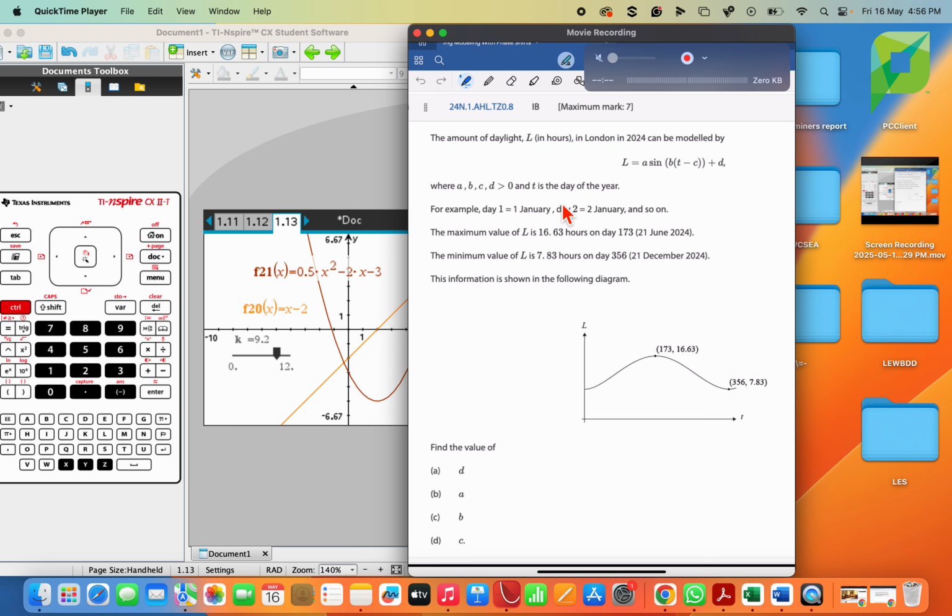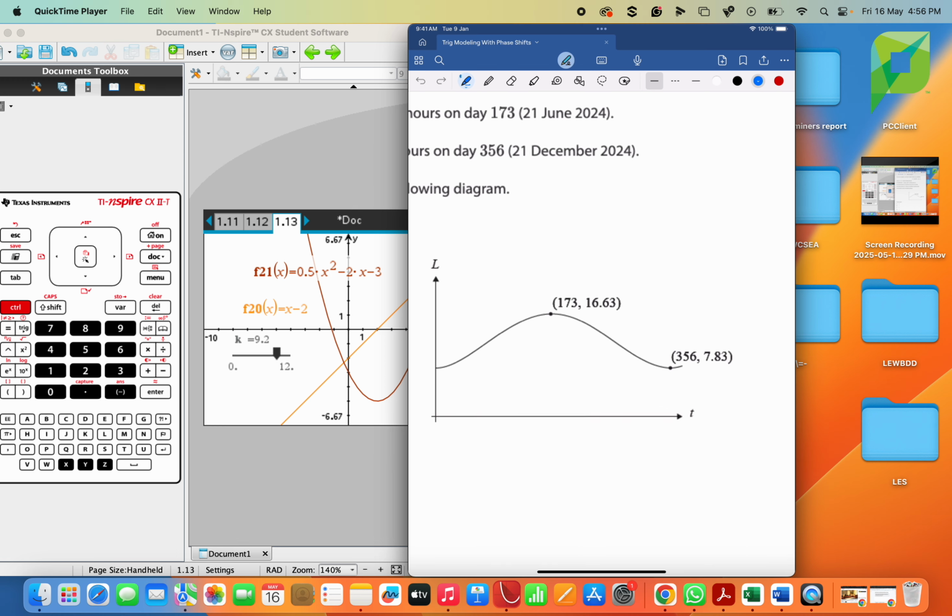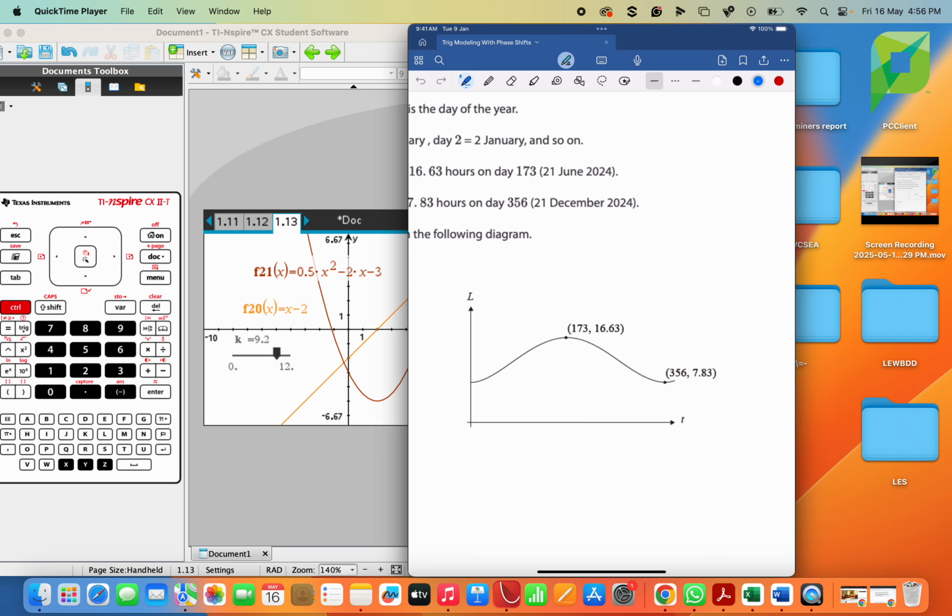Trig modeling. It's got a little phase shift in here, but let's just get straight to it. Okay, we've got some nice information given. Specifically, we've got those two particular points, and we can do all sorts of good things with it. So let's just get into it. I'm going to make this a little bit easier to visualize.